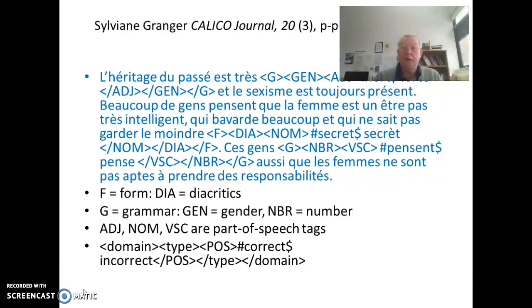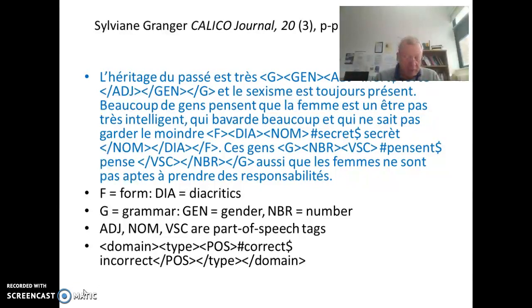Just before "forte", we can see between the hashtag and the $ sign, we have the word "fort" with the feminine ending missing. This is the correct version. The 3 codes in the angle brackets before that show from left to right that it was a grammatical error, an error related to gender, and an error to an adjective.